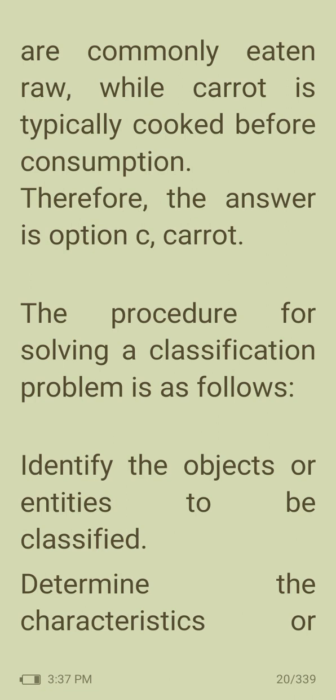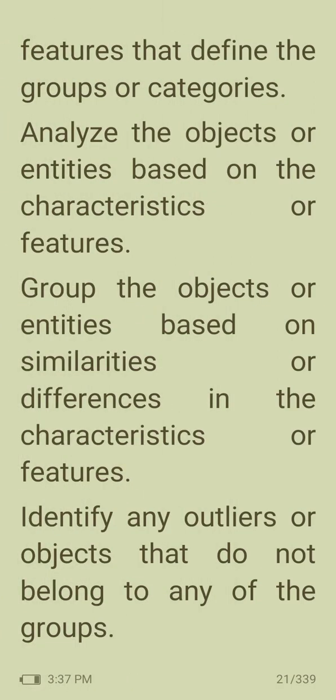The procedure for solving a classification problem is as follows. Identify the objects or entities to be classified. Determine the characteristics or features that define the groups or categories. Analyze the objects or entities based on the characteristics or features. Group the objects or entities based on similarities or differences in the characteristics or features. Identify any outliers or objects that do not belong to any of the groups.